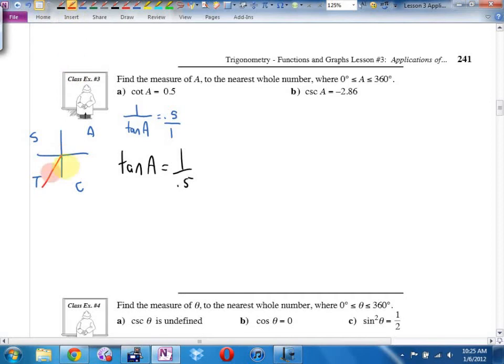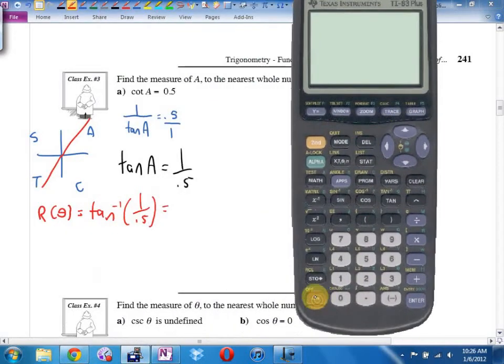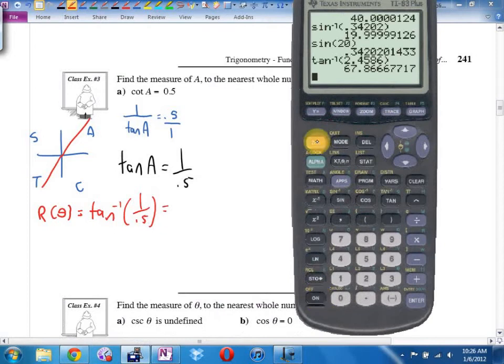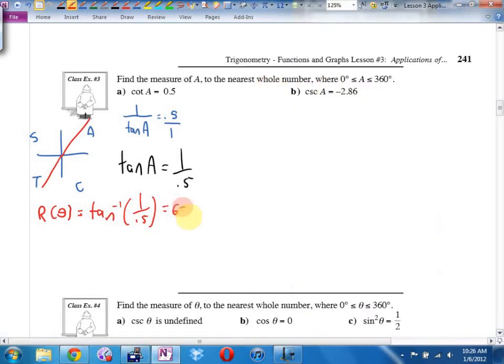Now I'm going to find the reference angle. The reference angle is going to be the inverse tangent of 1 over 0.5. Now it's familiar, right? Same old, same old. Reference angle, 1 over 0.5, 63 degrees. Does it say? Yeah, it says the nearest whole number. Which means that this angle and this angle are 63 degrees. A1 equals, A2 equals. Ready? Here we go. Oh, that was easy.